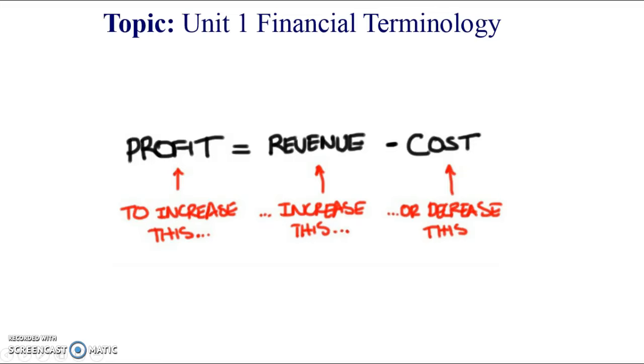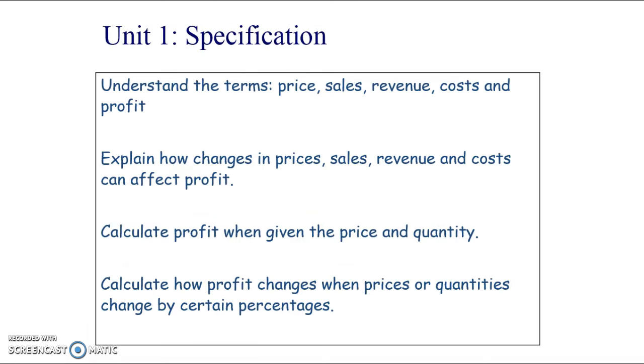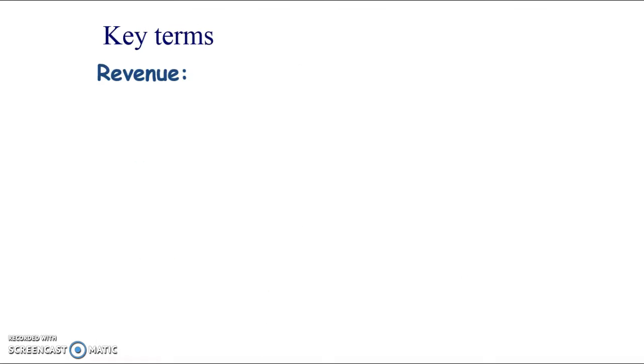First section of finance now for Unit 1, and it's all about key financial terminology, revenue, costs, and working out profits as well. So we need to understand these key terms. We need to understand how changes in these key terms can affect profits. We need to be able to calculate profit, and we need to look at when things change, usually percentage changes. But we'll have a look at some examples of those.